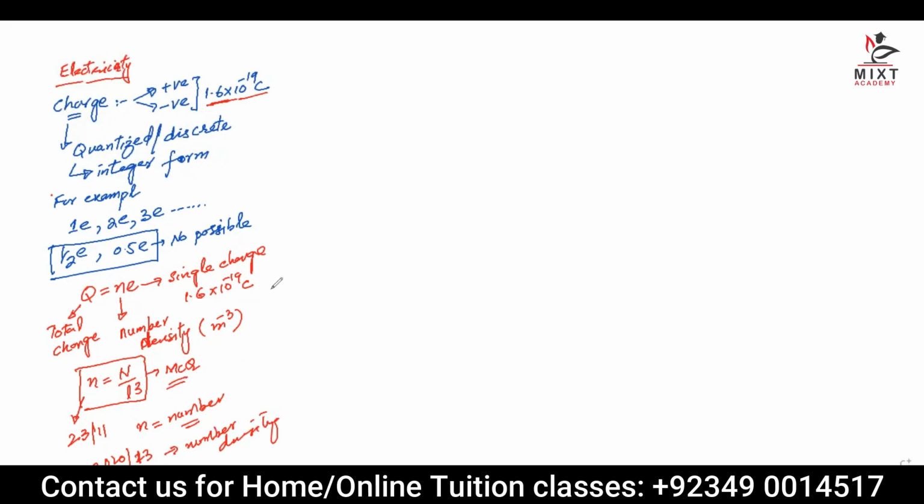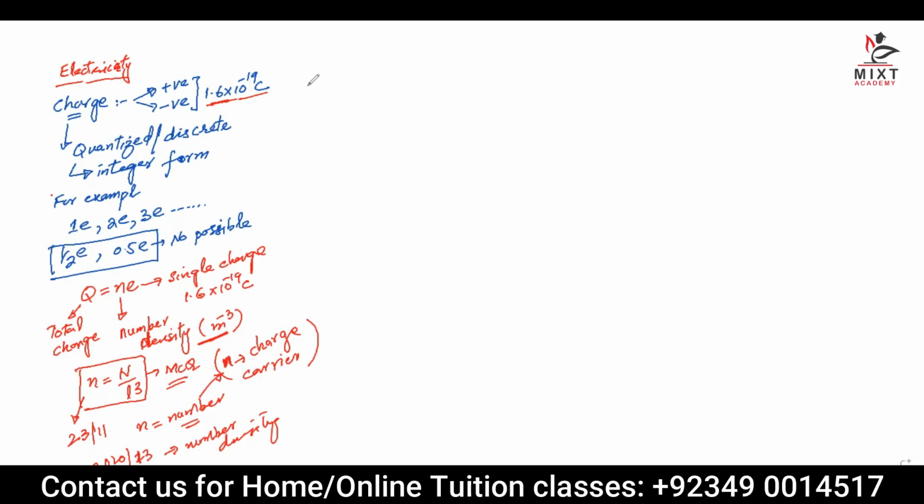This n is sometimes called charge carrier, okay? Whenever in MCQs they say charge carrier, that is considered to be a number, not number density. When they use the word charge carrier, then it means the small n is considered to be a number, not number density. Otherwise, if the value is given in per meter cube, it means it is considered to be number density. Both ways can be possible.